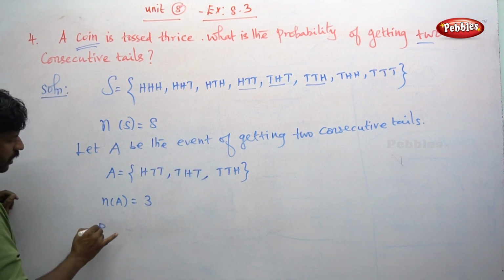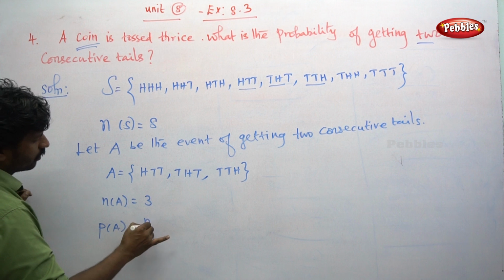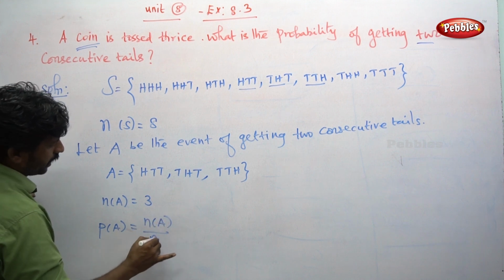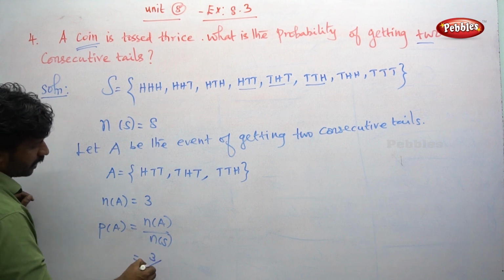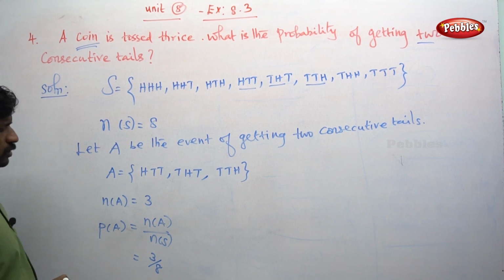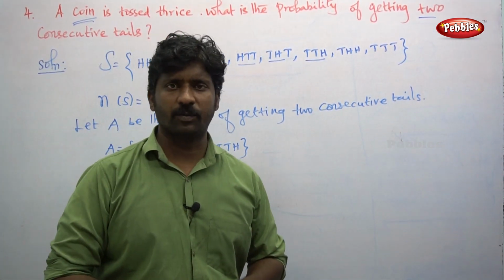Now probability of A is equal to what? We have to write the formula N of A by N of S, right? N of A is 3, N of S is 8. So probability here is 3 by 8. Do you understand? Now let's see the next problem.